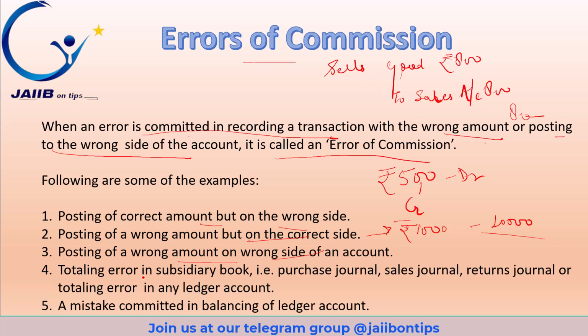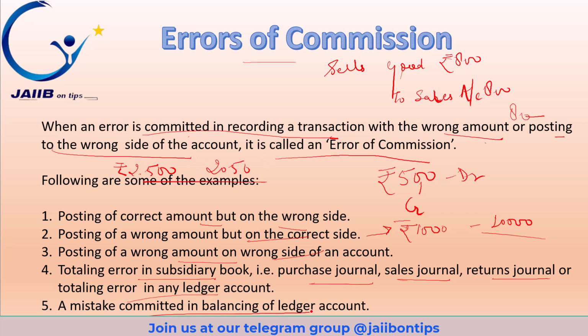Fourth one is totaling error in subsidiary books, that is purchase journal, sales journal, returns journal, or totaling error in any ledger account. So subsidiary books like purchase journal or sales journal keep track of specific types of transactions, right? If the totals at the bottom of these books are added up incorrectly, it can cause errors in the trial balance. For example, a purchase journal might have a total of rupees 2,500, right? But due to an adding mistake, it's recorded as 2050 in the trial balance. So this is an error.